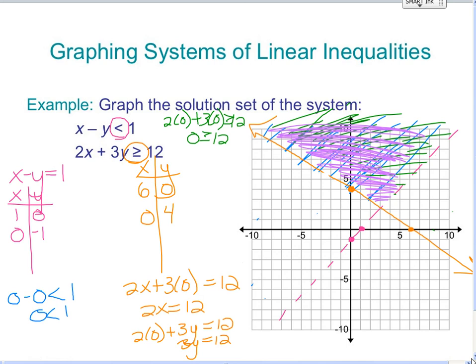If you don't use pencil, you can still do this with pen, but make sure you shade the answer region darkly. So you can use pen, but you have to shade darkly.